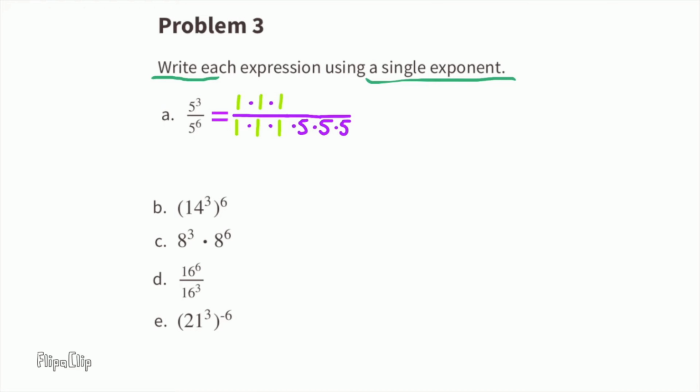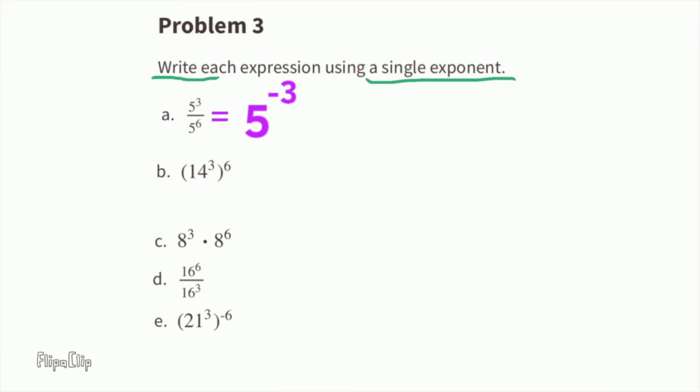So on top we have 1 times 1 times 1, or 1, and on the bottom we have 1 times 1 times 1 times 5 times 5 times 5. That's equivalent to 1 over 5 to the power of 3. Using a single exponent, we can write this as 5 to the power of negative 3. Expression B, 14 to the power of 3 on the inside of the parentheses and to the power of 6 on the outside of the parentheses. We can multiply these exponents and we have 14 to the power of 18.